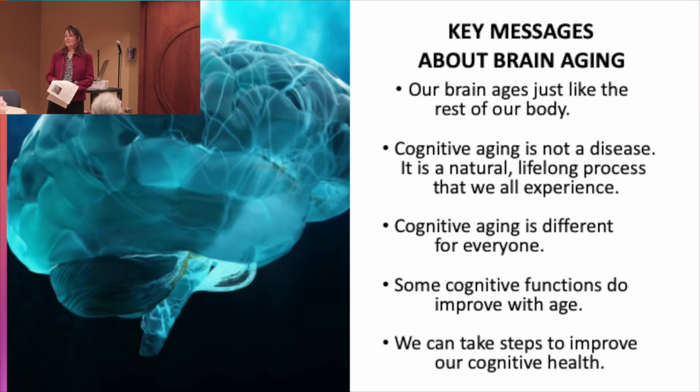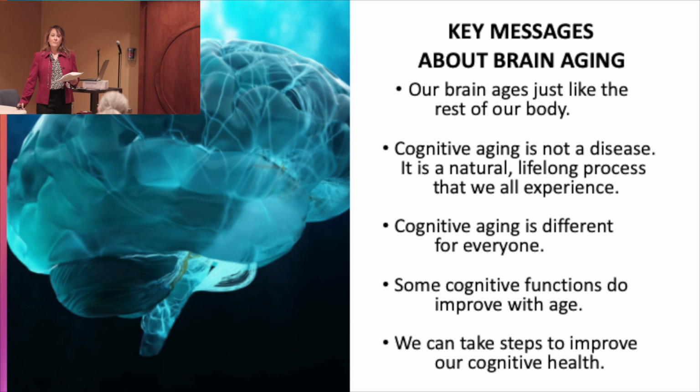So as a gerontologist, I can't help but tell you a little bit about brain aging. Our brain ages just like the rest of our body, right? The brain is an organ. We often say what's good for the heart is good for the brain. And cognitive aging is not a disease. It's a natural, lifelong process that we will all experience. And there are factors that influence our rate of cognitive aging, things like genetics or culture, education, medical conditions, acute illness, physical level of activity, and other health behaviors.